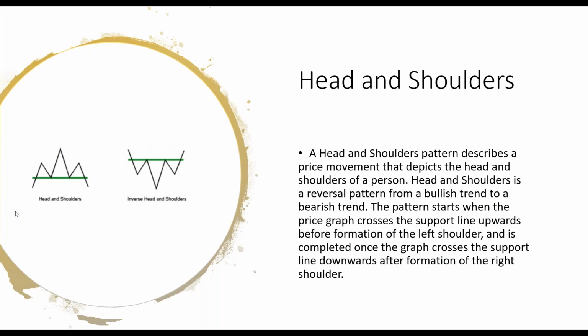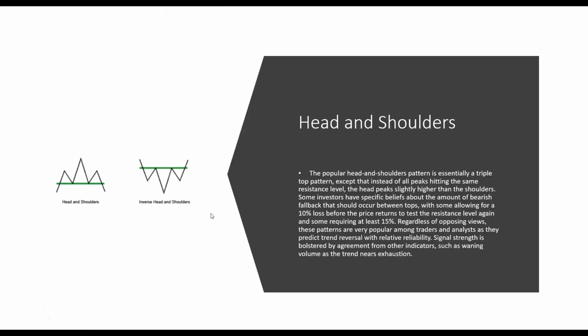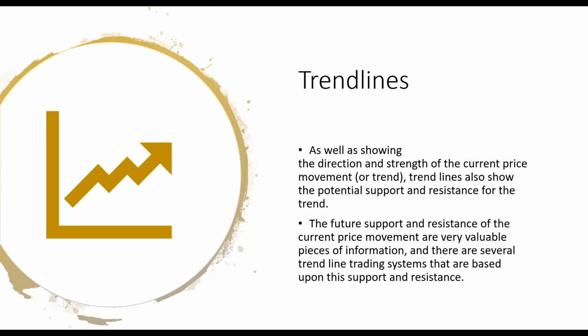So a head and shoulders is a very popular, very well-respected pattern. The popular head and shoulders pattern is essentially a triple top pattern, except that instead of all peaks hitting the same resistance level, the head peaks slightly higher than the shoulders. So it's just like a person. You have a left shoulder and a right shoulder. Some of us have tall heads, some of us have short necks, and in fact, this green line we see drawn across here is actually called the neckline.